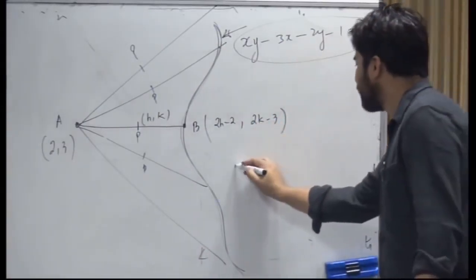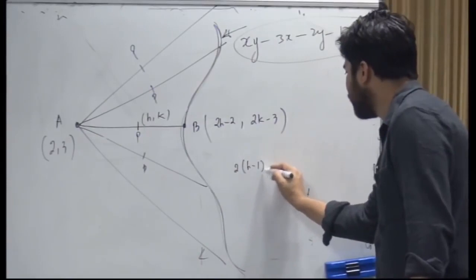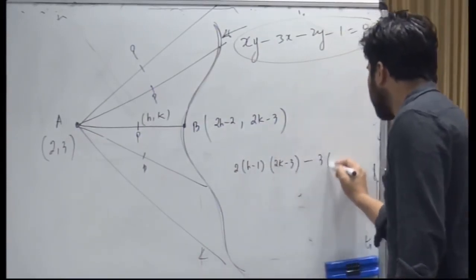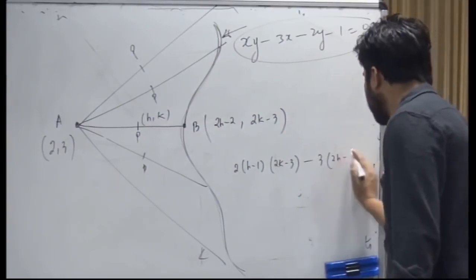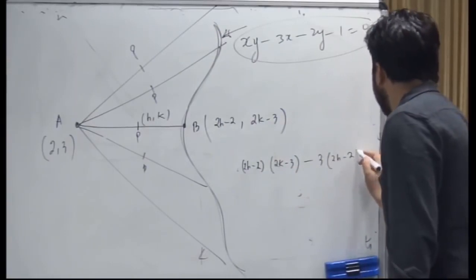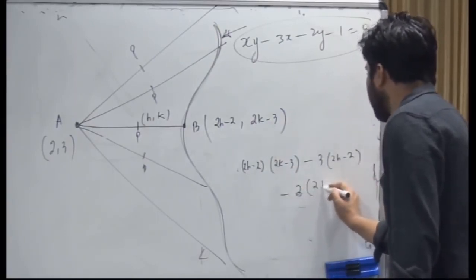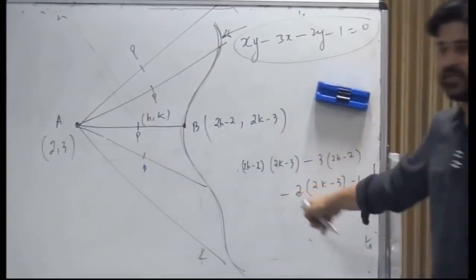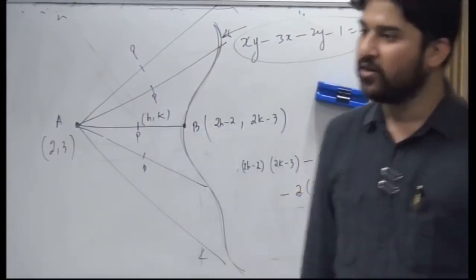So in place of x, what will I write? 2 into h minus 1; in place of y, 2k minus 3. Just write 2h minus 2, or else you'll get confused again. Minus 2 into 2k minus 3 minus 1. Now this is the equation in which you have only h, k and constant.